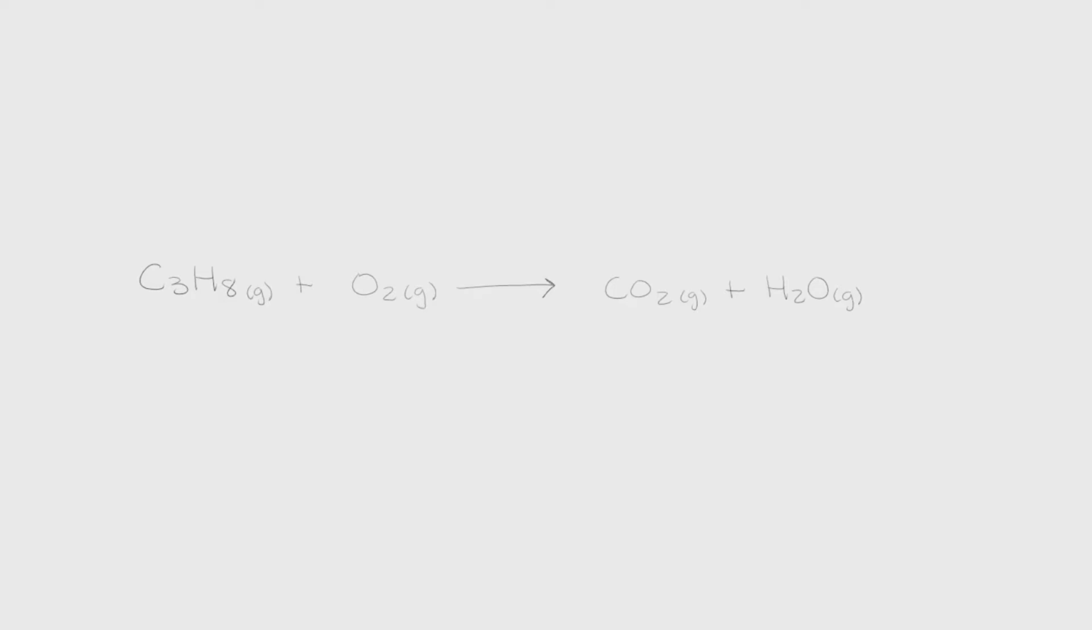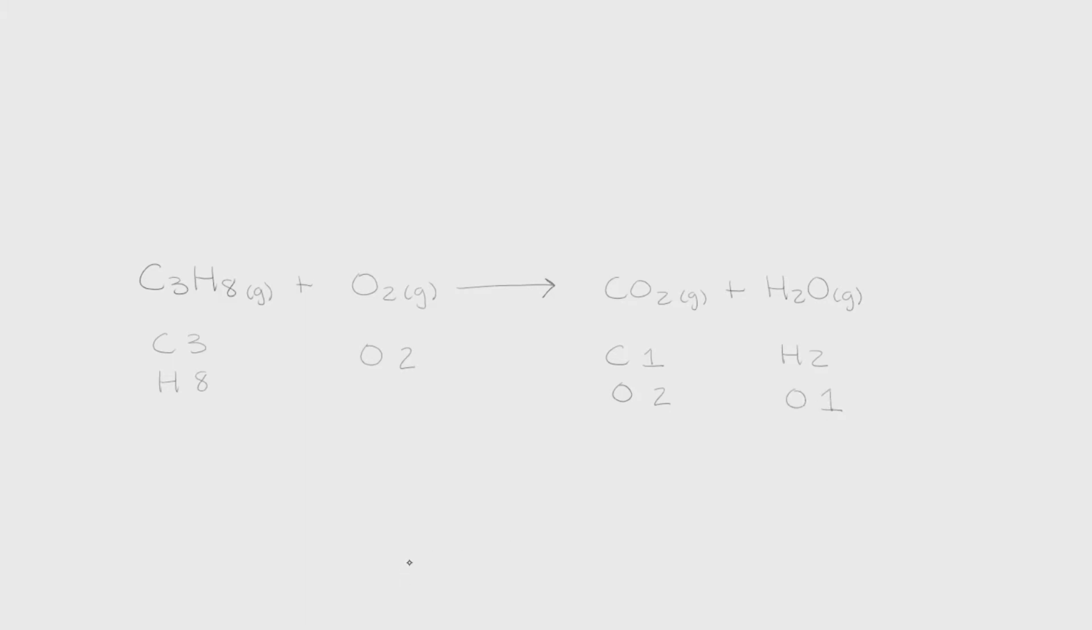We want to keep track of how many of each element we have below the chemical equation. So to begin with, we have 3 carbons, 8 hydrogens, 2 oxygens, and these are all on the reactant side. Moving to the product side, we have 1 carbon, 2 oxygens, 2 hydrogens, and 1 oxygen.